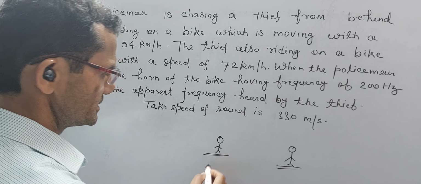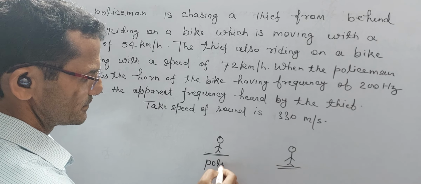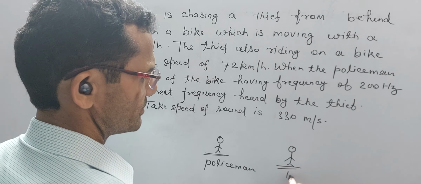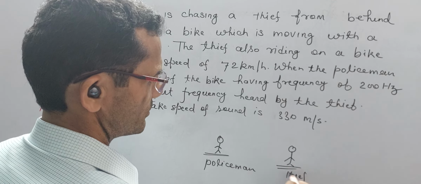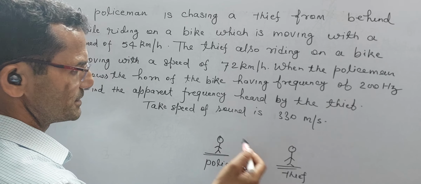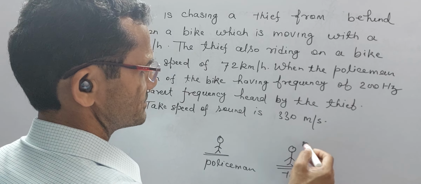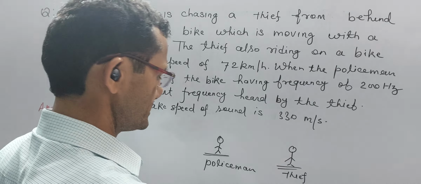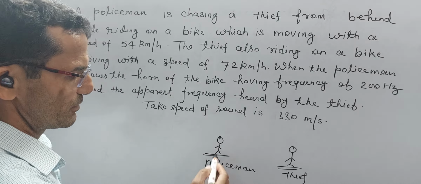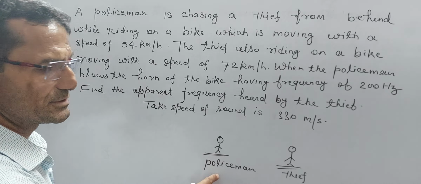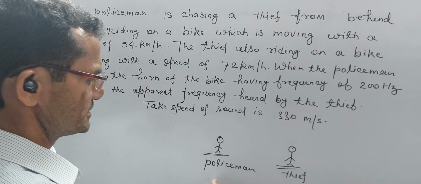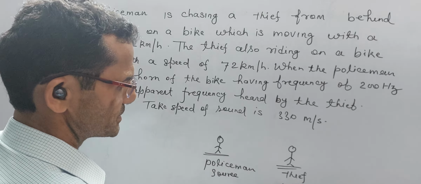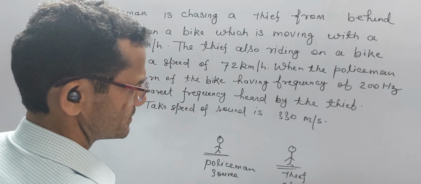This is our policeman, and this is the thief. Both are on their bikes. Now the velocity of the thief is given. The thief will be our observer, and because the siren is on the bike of the policeman, the policeman will be a source. This will be our source and this will be our observer.